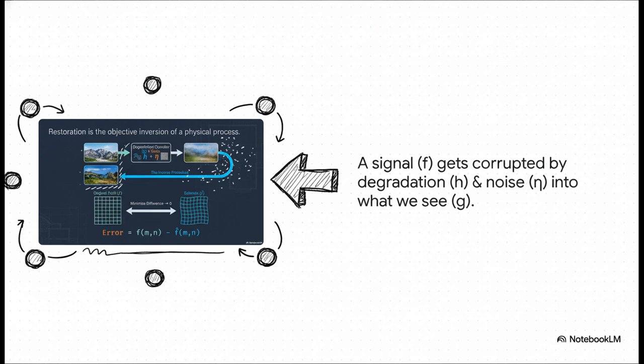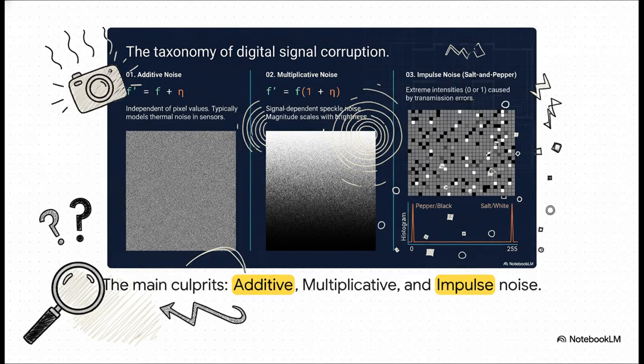And here's our rogues gallery, the usual suspects behind the corruption. You've got additive noise, which often comes from things like heat in a camera's electronics. Then there's multiplicative noise, which gets worse the brighter the image is. And finally, impulse noise, our old friend salt and pepper, those random black and white pixels from something like a transmission error. Each of these culprits needs a totally different strategy to be dealt with.